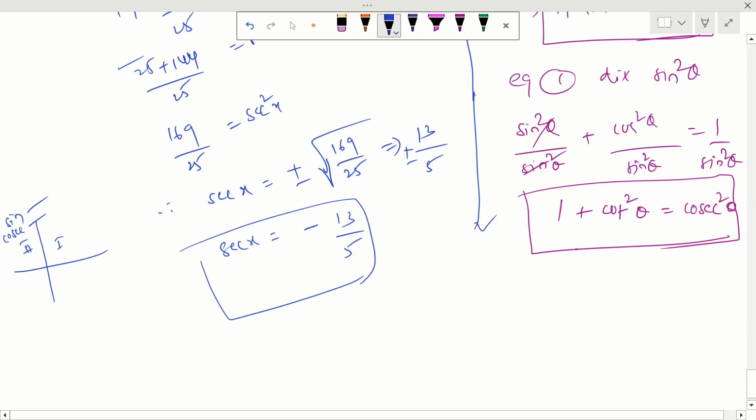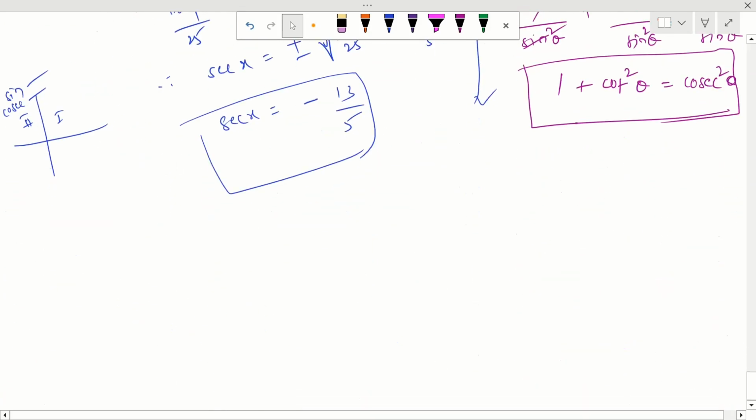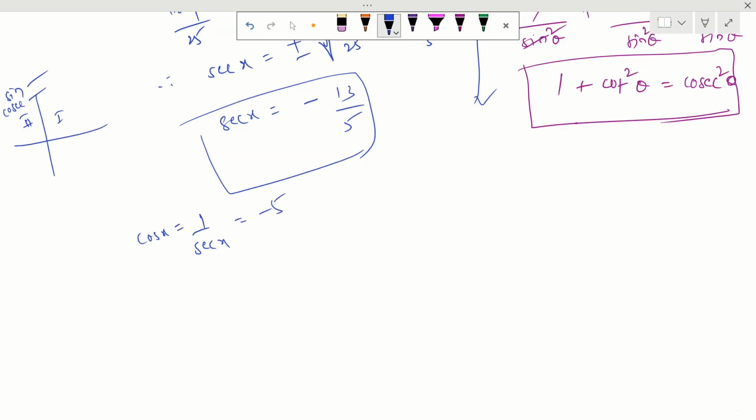Now we got the secant value. If we got the secant value, then we can write the reciprocal of secant. The reciprocal of secant is what? Cos, right? Now we can easily write this is minus 5 by 13. The cos value is minus 5 by 13.